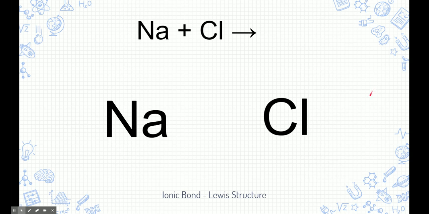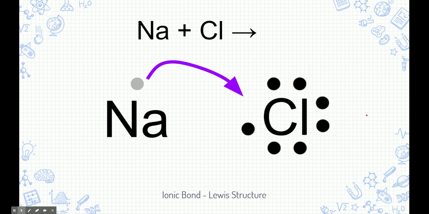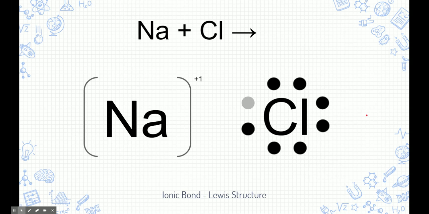So here's an example of that. Here's sodium and chlorine like we saw before. Sodium has one valence electron and chlorine has seven valence electrons. So we're just simplifying our picture from before. Sodium gives its valence electron to chlorine. Now what happens when that happens? Well, sodium becomes positive one, chlorine becomes negative one.